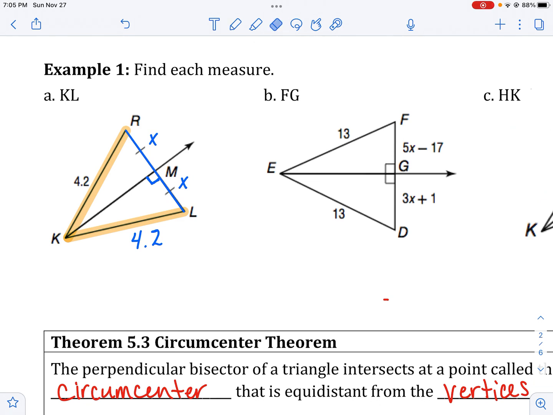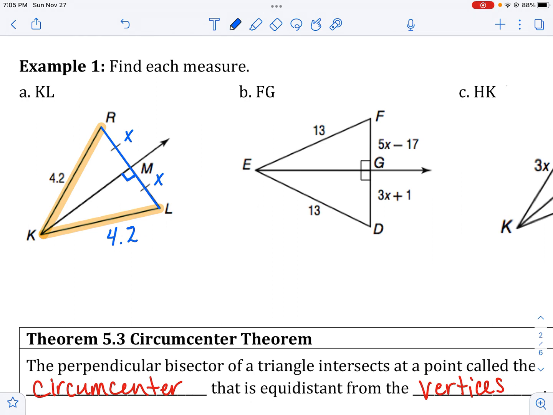In the same way, we can solve letter B. If EF and ED are equidistant or congruent, if E is equidistant from the endpoints of that segment, then I know it must be bisected. This must be a perpendicular bisector problem, which means that 5x minus 17 has to be equal to 3x plus 1.